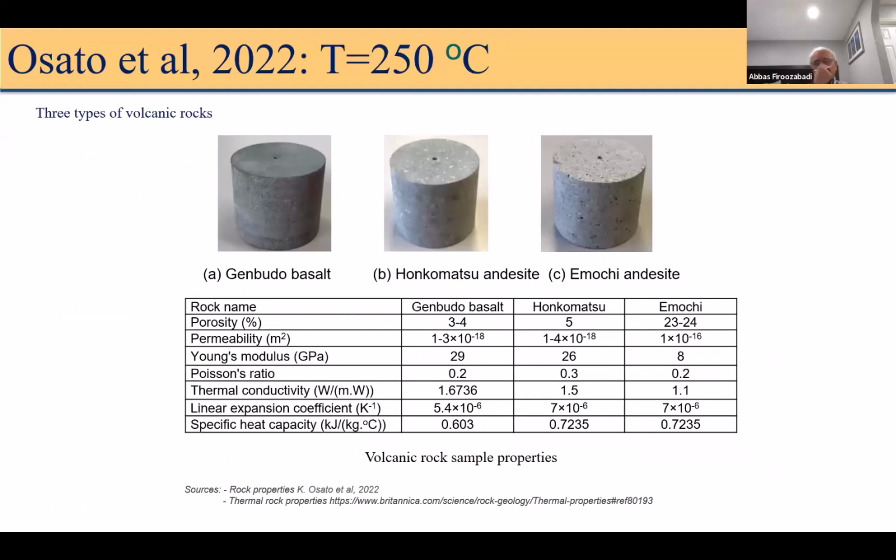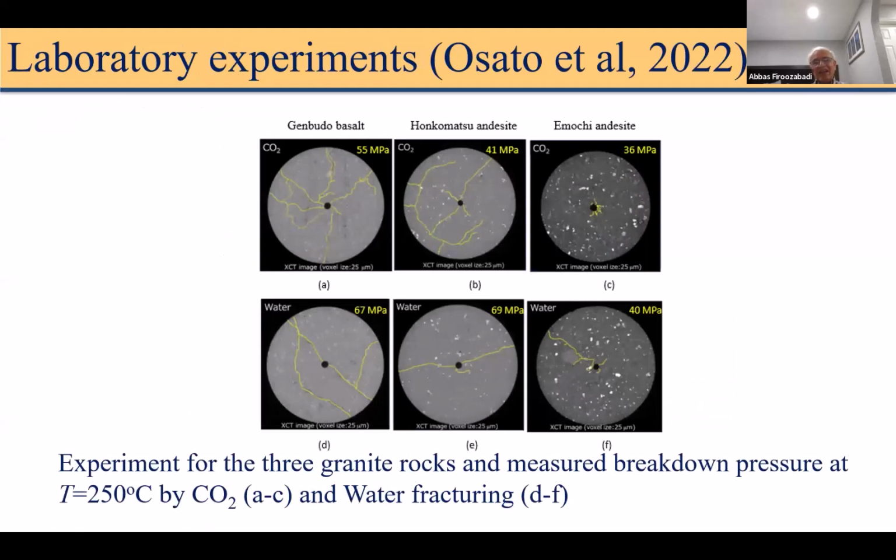This is unpublished work. We have looked at a couple of different types of granite, related to geothermal. These experiments are on different types of granite rock. This rock is very unusual and has a very high porosity; the other one has low porosity. These are all tight, and water is used in fracking these. CO2 is also used, and we'll see the difference in this slide.